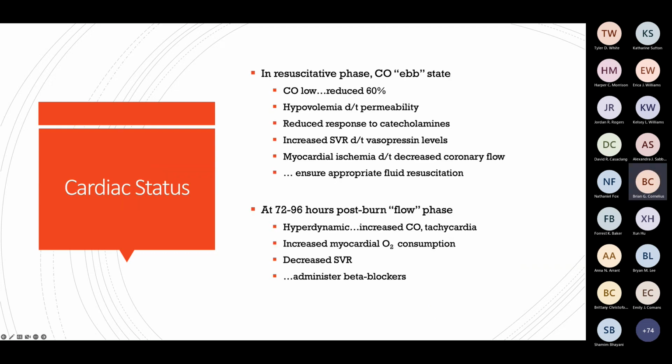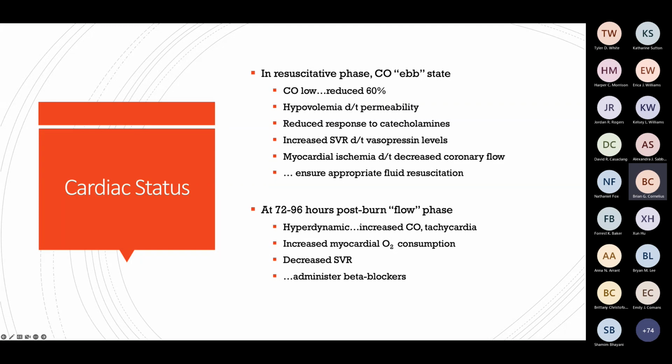When you're doing all this fluid resuscitation, you have to think about their cardiac status. You see two distinct phases. During the initial resuscitation phase, we have what we call the ebb phase of the cardiac output. Cardiac output is going to be very low, primarily due to the relative hypovolemia from the capillary loss. So you see that they don't respond to catecholamines quite as well. You may see increased systemic vascular resistance because of the circulating vasopressin levels, or you may see peripheral vasodilation because of the release of histamines and prostaglandins. It really just depends on where they fall into that time frame.